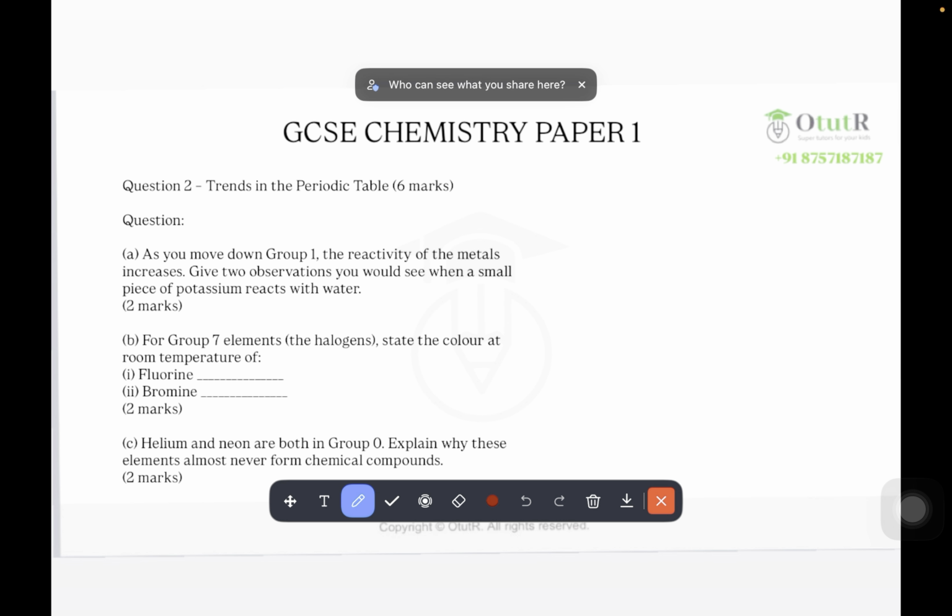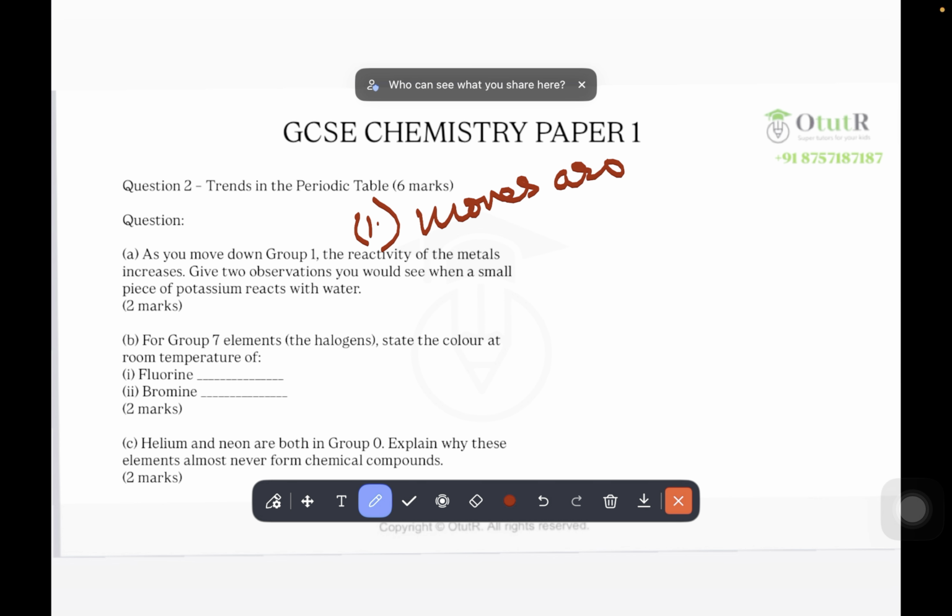Question 2. As you move down group 1, the reactivity of the metals increases. Give 2 observations you would see when a small piece of potassium reacts with water. When a small piece of potassium is added, it moves around on the surface of water. So about potassium, I'll tell you a few points. You can take any 2 if you want. It moves around on the surface of water.